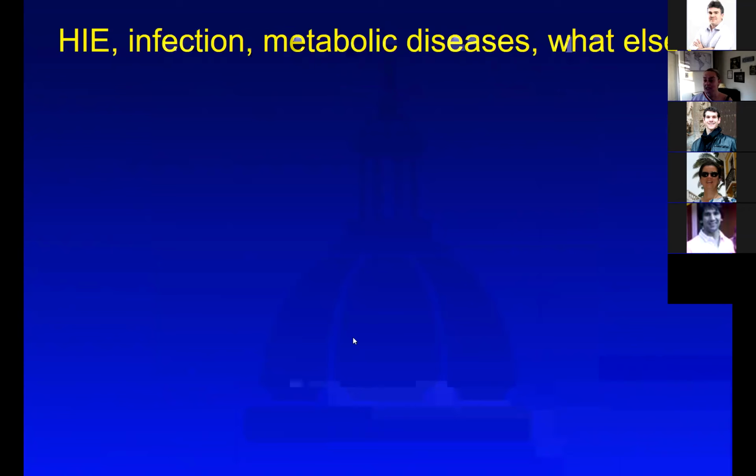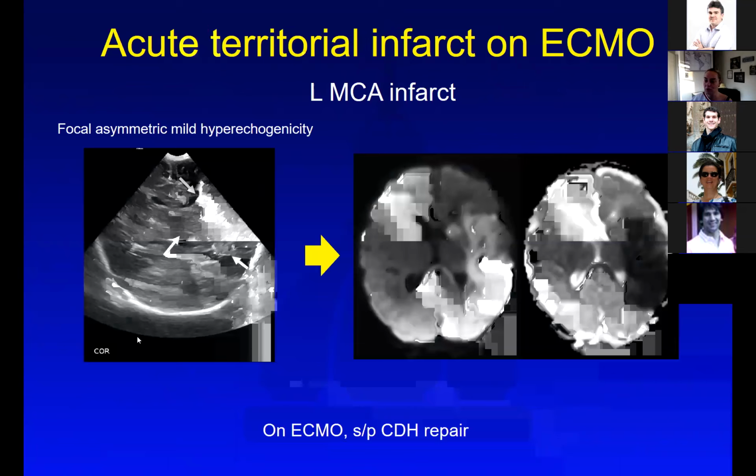We talked about HIE, infection, metabolic diseases. What else can happen in the term neonate? I have shown this case early on. Let's look at this head ultrasound again, because the early ischemic changes may not be light bulb bright, but present with mild hyperechogenicity, as you can see over here. And the MR nicely correlates.